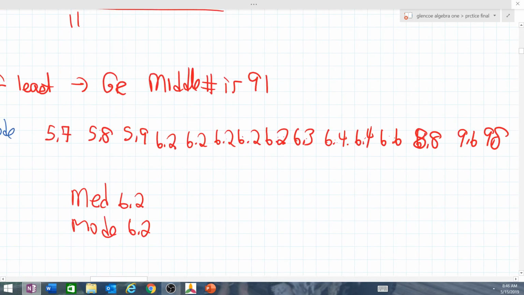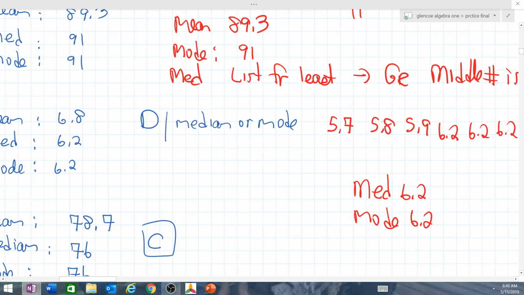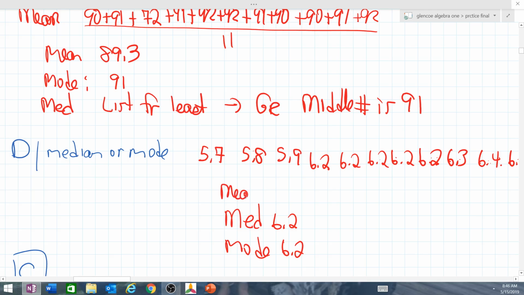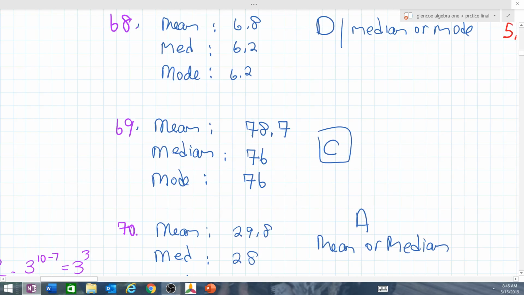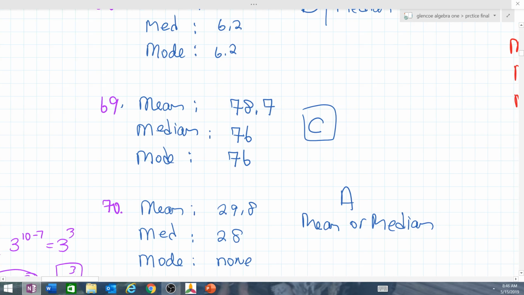And then your mean, you add them all up and divide by 15, and that gave me a mean or an average of 6.8. Okay, number 69. Here's another mean, median, and mode. And you know how to do these at this point, so I'm just going to give you the correct answers.